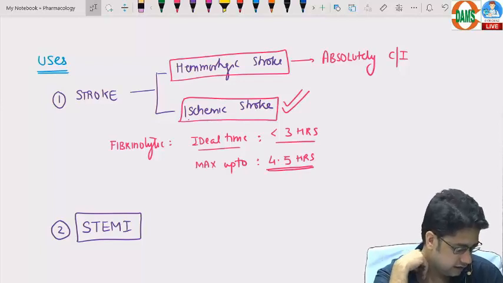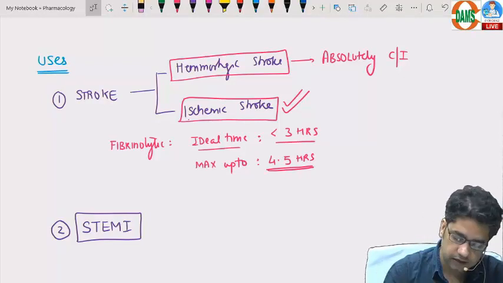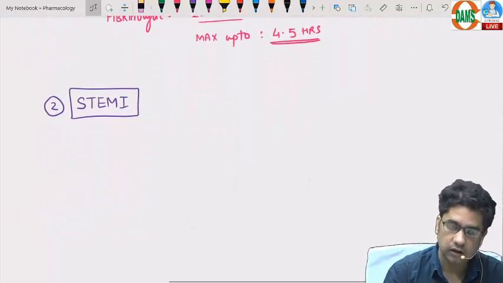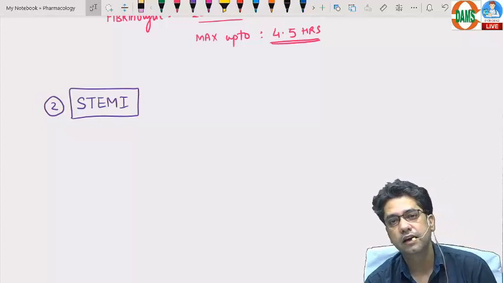Yes, Vishal ji, it is safe to give, but the effect of streptokinase will be less. Now, before going further, I want to tell you what the treatment of MI is.